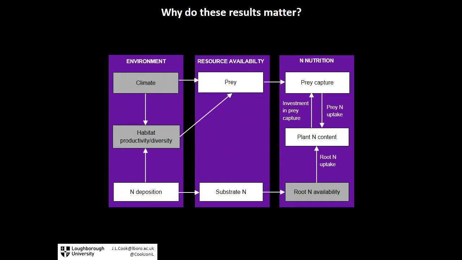So here we've got N deposition down on the bottom left. That will affect habitat productivity. That might affect prey availability, because if you get more productive habitats, you get more insects, so you get more prey. N deposition also affects substrate N: more N deposition, more N in the substrate, which is then taken up by the plant. So N deposition can impact plant nutrition through two different pathways. And so you can get idiosyncratic or unexpected responses to N deposition. It's quite an interesting system.